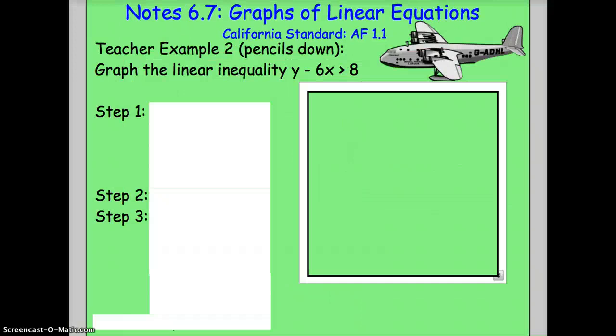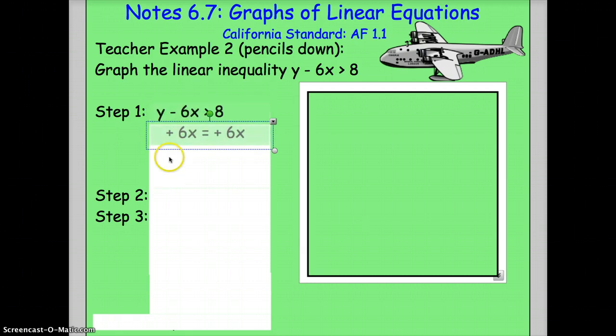Okay, so let's take a look at teacher example 2. Graph the inequality y minus 6x is greater than 8. So the first thing we want to do is turn it into slope-intercept form, y equals mx plus b. So of course we need to move the minus 6x. So we add 6x to both sides, and we end up with y is greater than 6x plus 8.